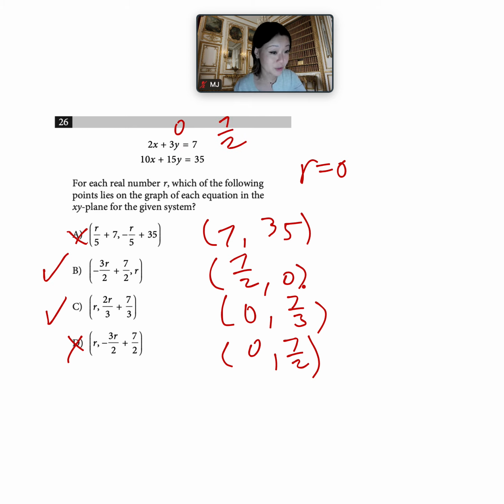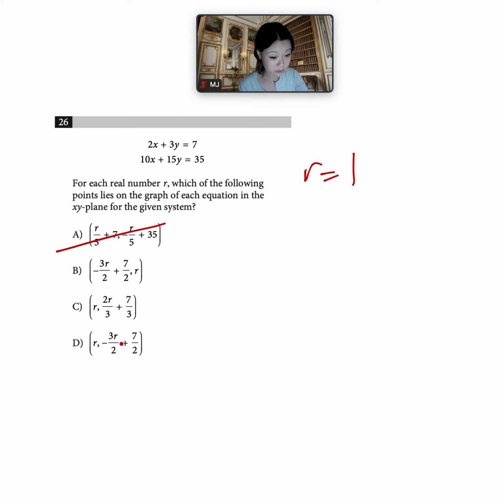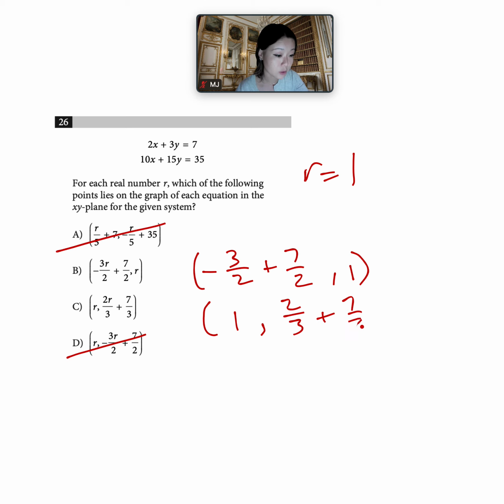Because we picked r equals 0, which is a very easy number, sometimes we get the situation where we get more than one answer choice as being potentially correct. That's okay. All we have to do is pop in a different number. So over here, if we said that r equals 1, for example, and because we already crossed out A and D, we don't need to try those ones again, all we have to do is say that this is going to turn into 3 over 2 plus 7 over 2, 1, and then here we're going to get 1, 2 over 3 plus 7 over 3.